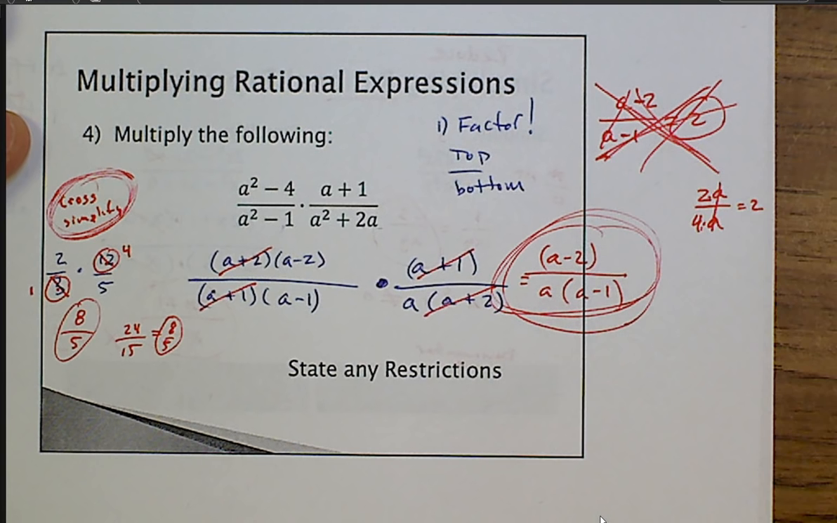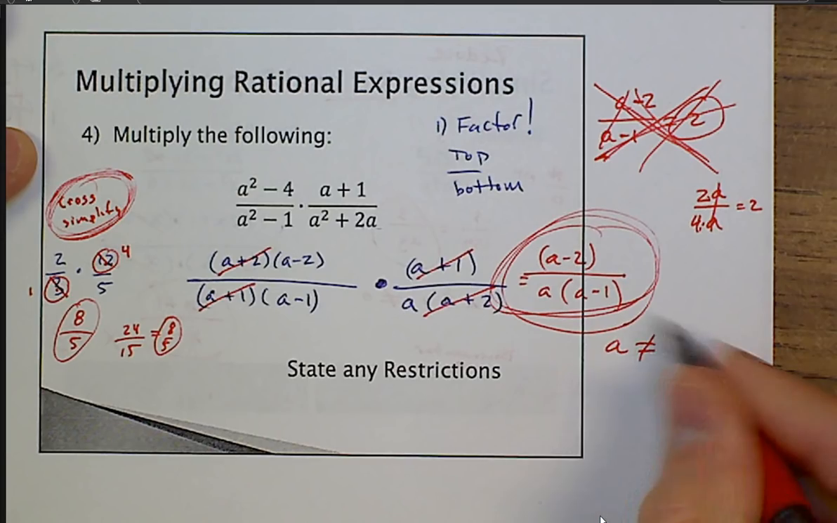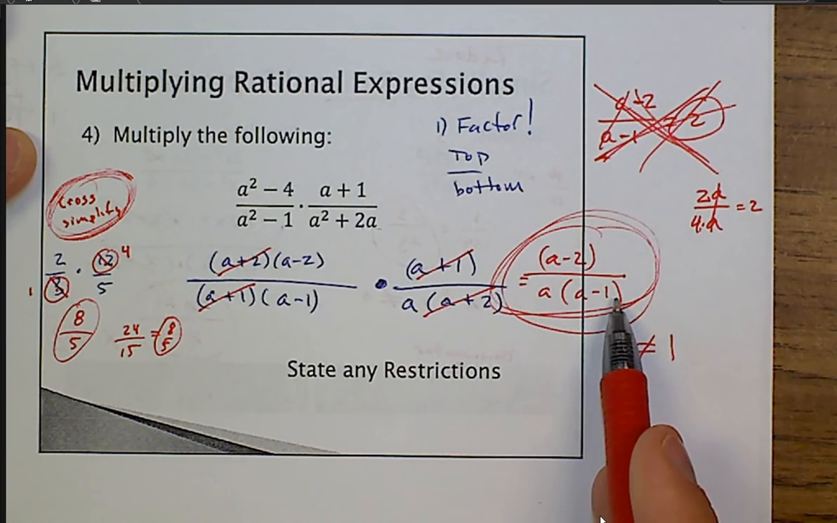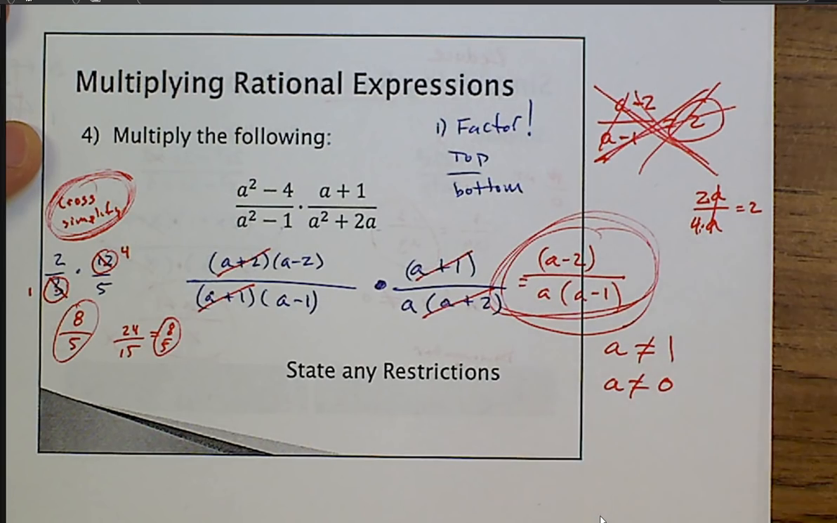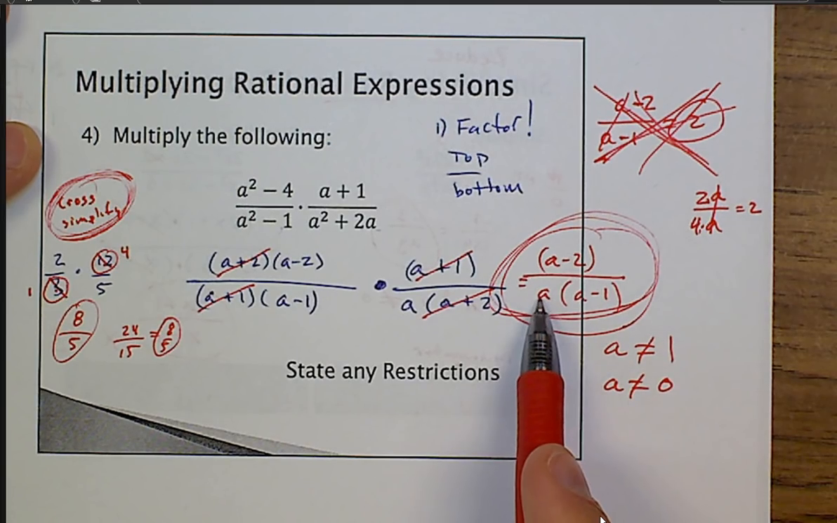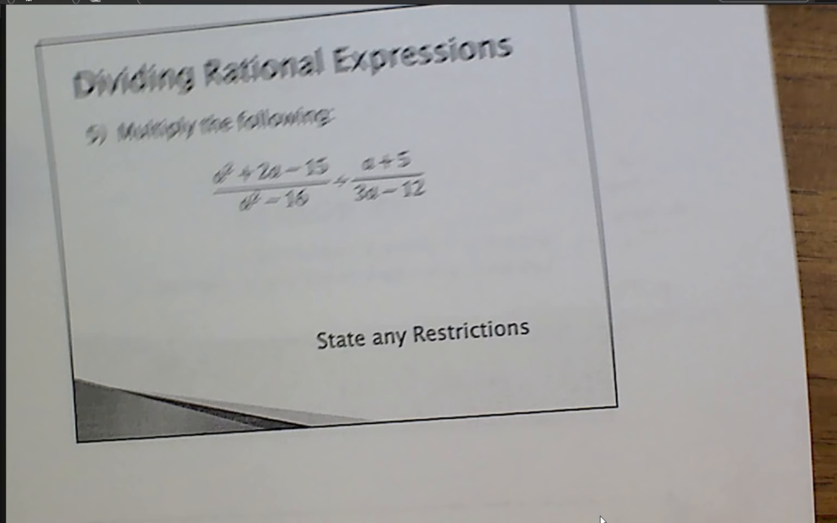Okay? Restrictions. What can't a be? A can't be positive 1 because 1 minus 1 would be 0, and a cannot also be 0 because if I plugged a 0 in just for that a, I'd have 0 times whatever this is, and that would not work. So there's actually 2 restrictions on that problem. Moving on, almost done here.